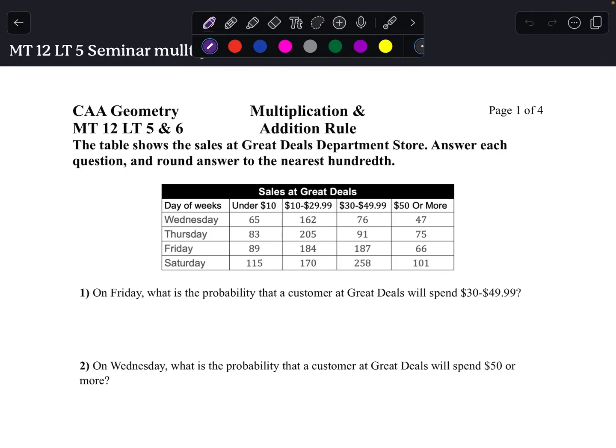Hello, and let's take a look at your MT12 LT5 seminar on probability with multiplication. Most of what we're going to be doing today is going to be dealing with multiplication.